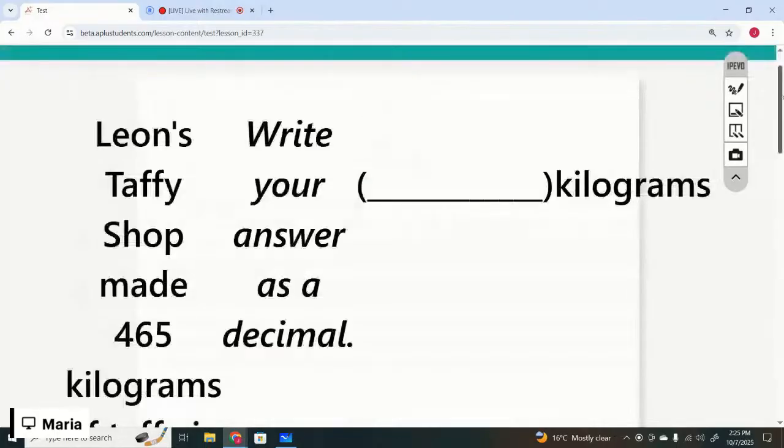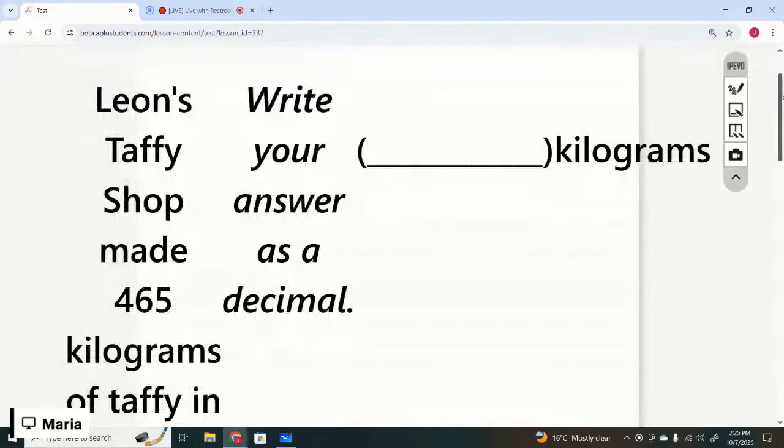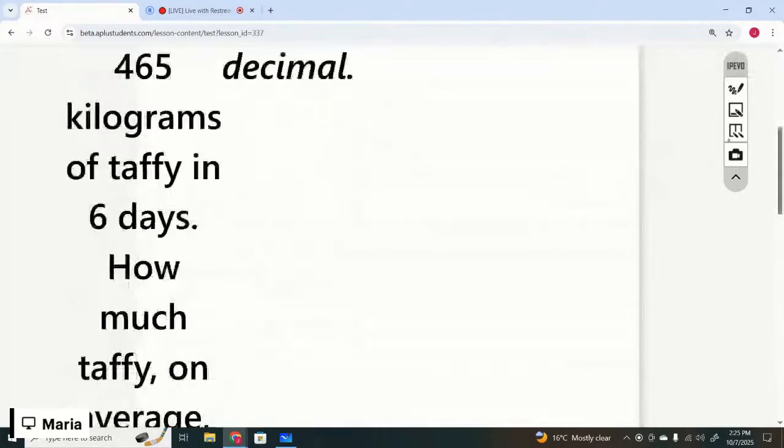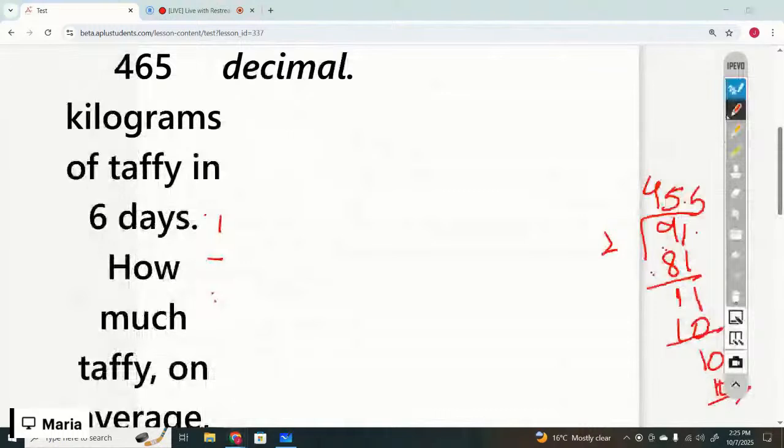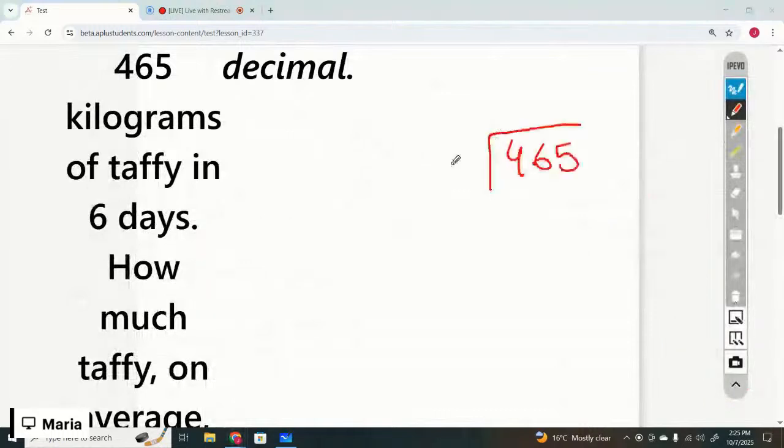Okay. Leon... 5 kilometers... 6 days. So basically you have to divide 465 by 6. So we need to count a table of 6 until 46. So 6 times what number is 46? 6 times 8 is 48. So we can go for 6 times 7, that is 42. 46 minus 42 is 4.